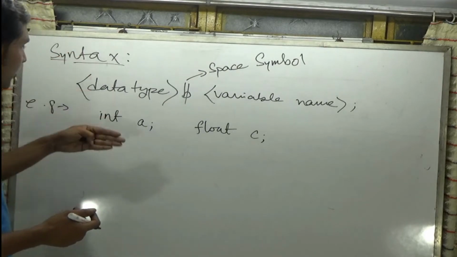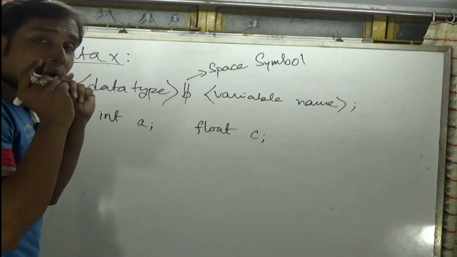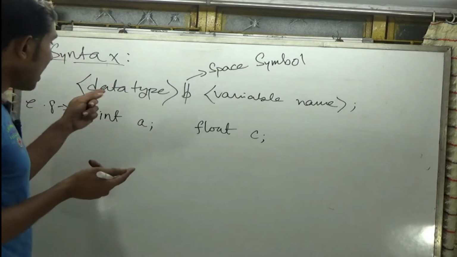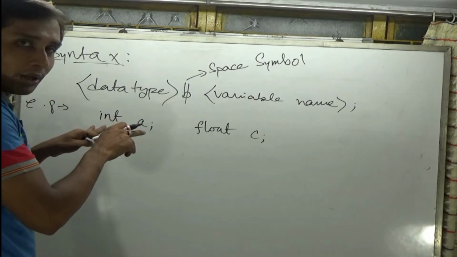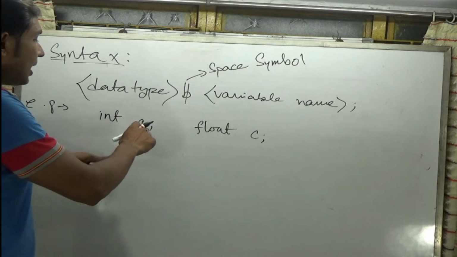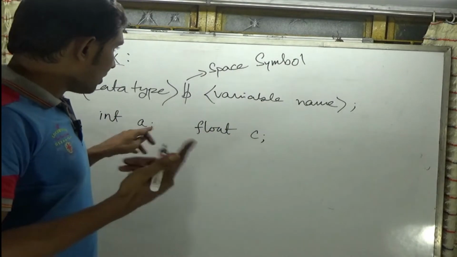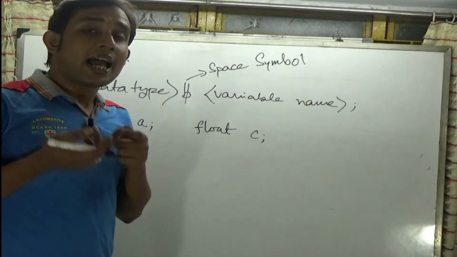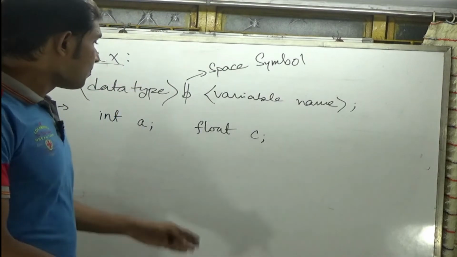Now you can see, as per syntax, first one is data type, and within the angular bracket means we are writing the actual value. So the actual data type value is int, so I am just writing int, not the angular bracket, and then I give the space, and then I am writing the variable name, which you can declare as per your choice, but always following the variable naming conventions.